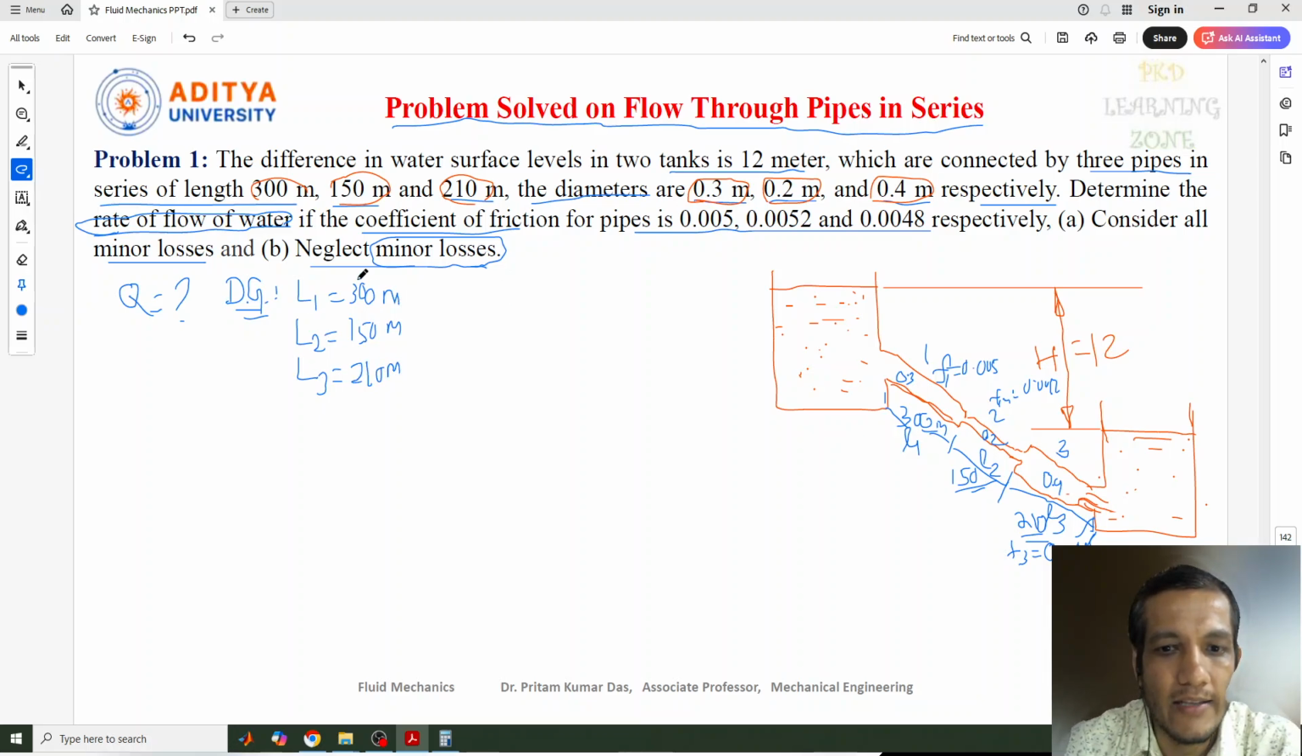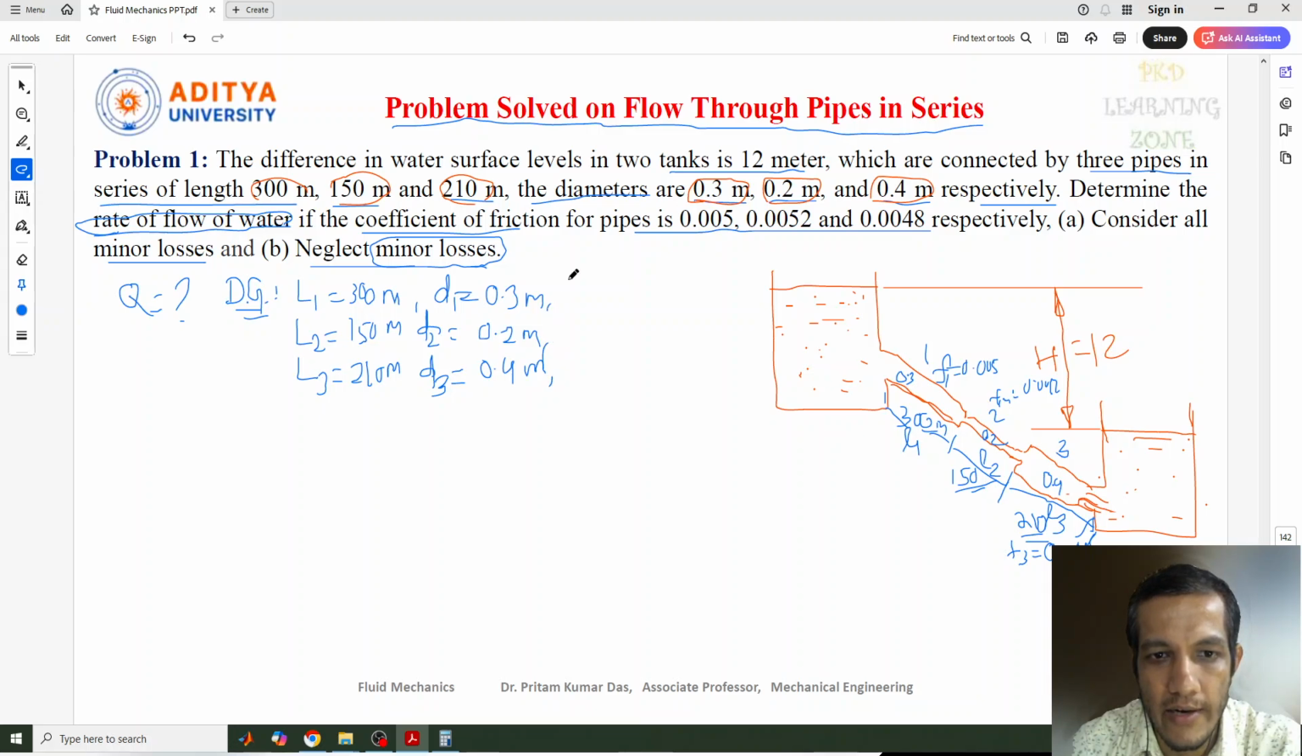Okay, and the next is L1. Similarly, D1 is given as 0.3 meter, D2 is 0.2 meter, and D3 is 0.4 meter. Now, the coefficient of friction is also given.